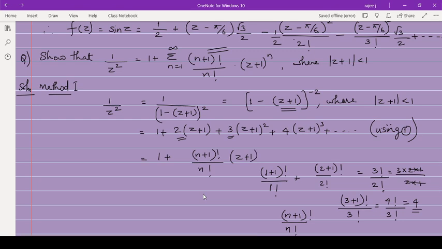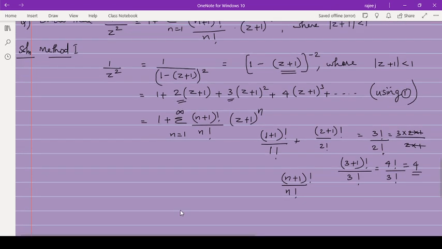Second is (z plus 1) raised to 2. Third is (z plus 1) raised to 3. Okay, so here it is n. And since it is a sum of so many terms, we will write summation of n equal to 1 to infinity. Okay, that is just bringing the answer into that form.